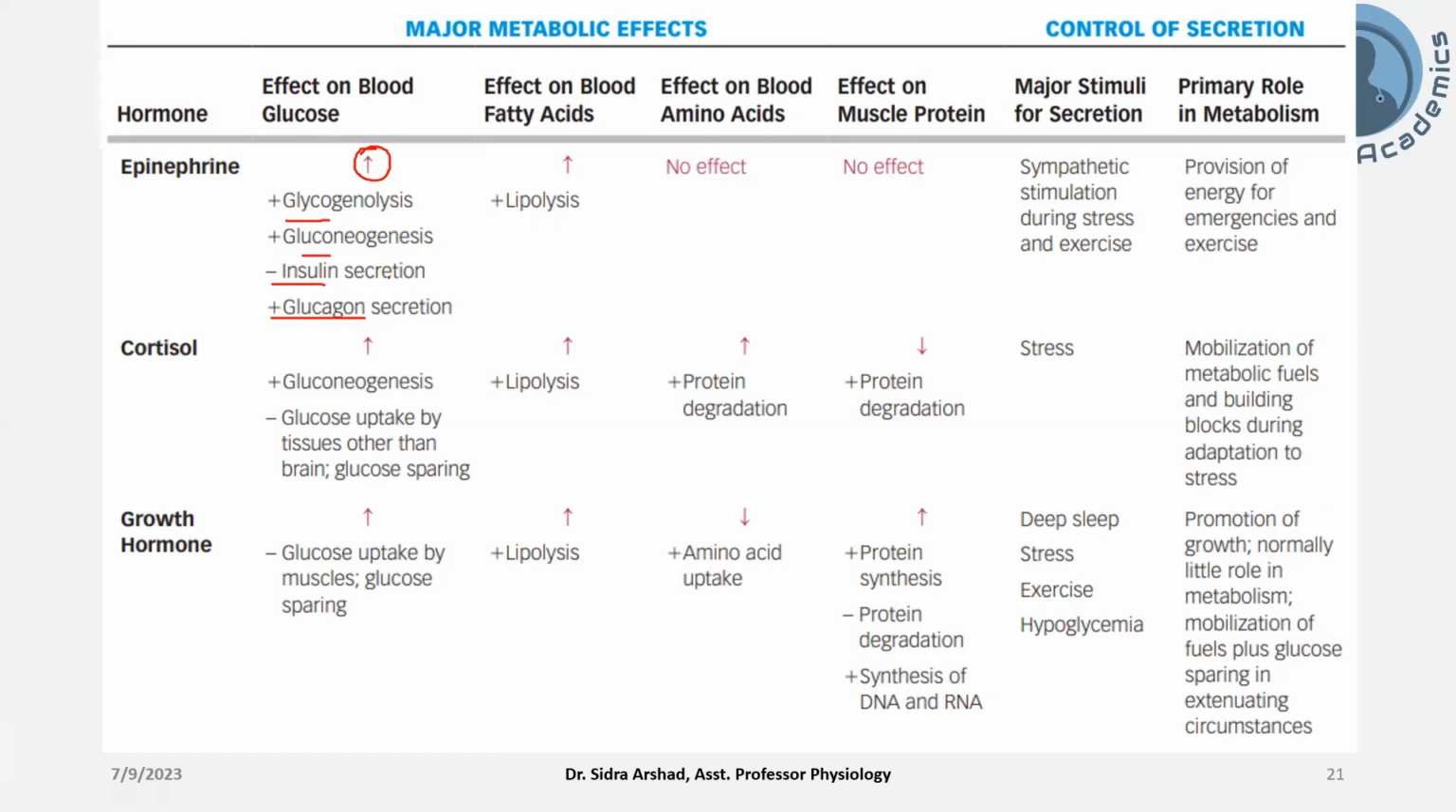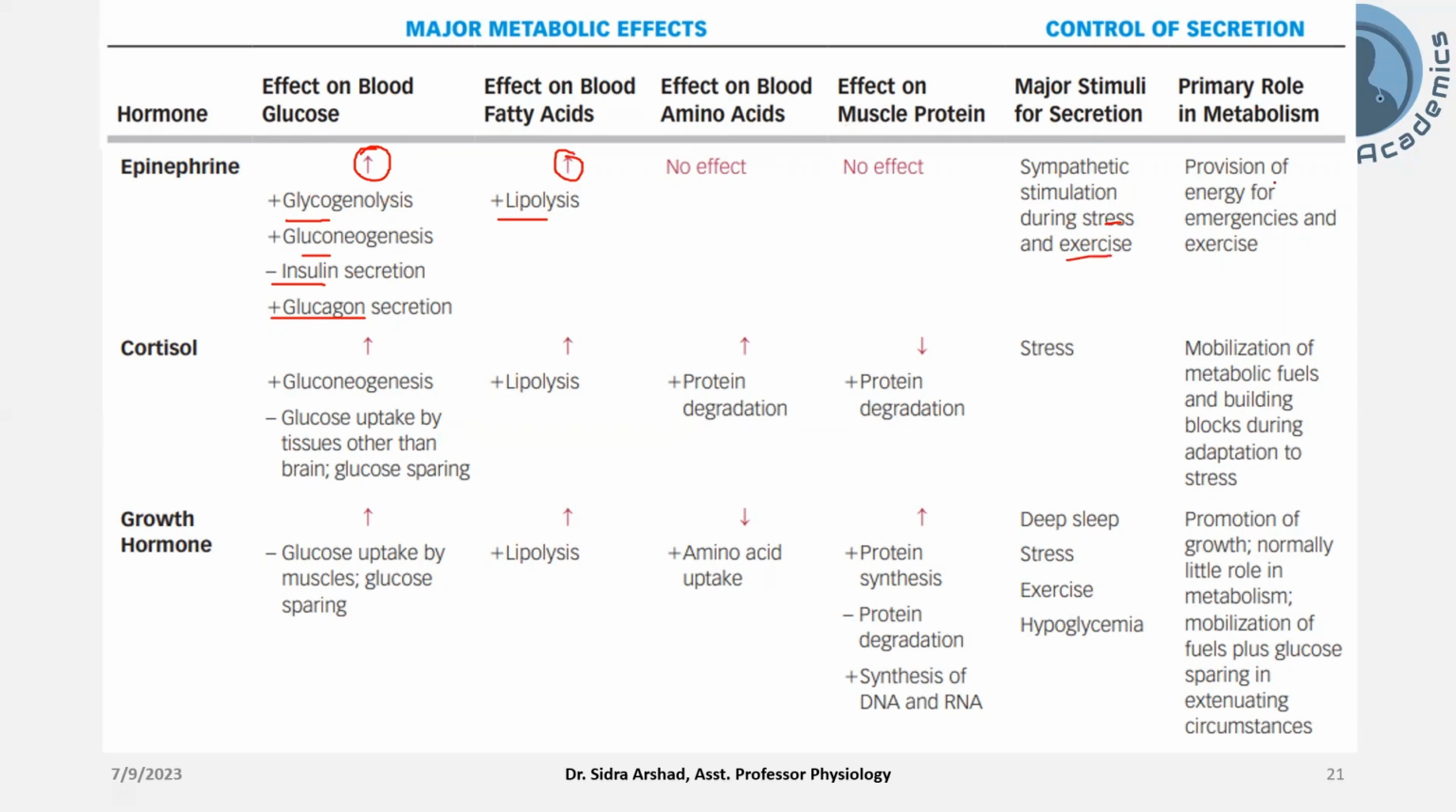However, indirectly, it may actually end up increasing insulin secretion by increasing the blood glucose levels. Its effect on blood fatty acids includes lipolysis. It promotes lipolysis so that the fatty acid level is increased, which can be used as an energy source by the cells. It does not have much effect on amino acids and muscle protein. The major stimuli for secretion are sympathetic stimulation during periods of stress and exercise and also during fasting states.